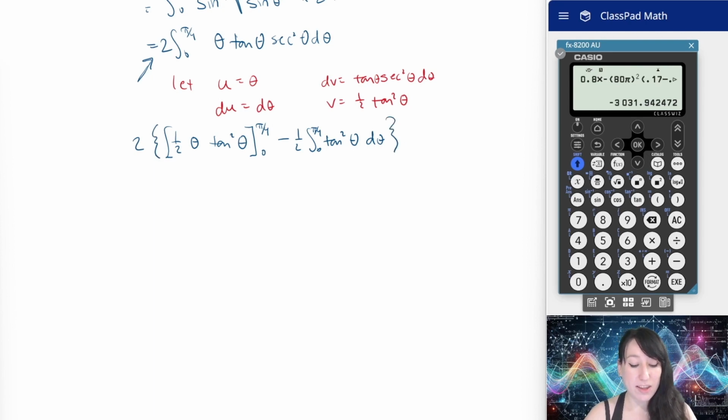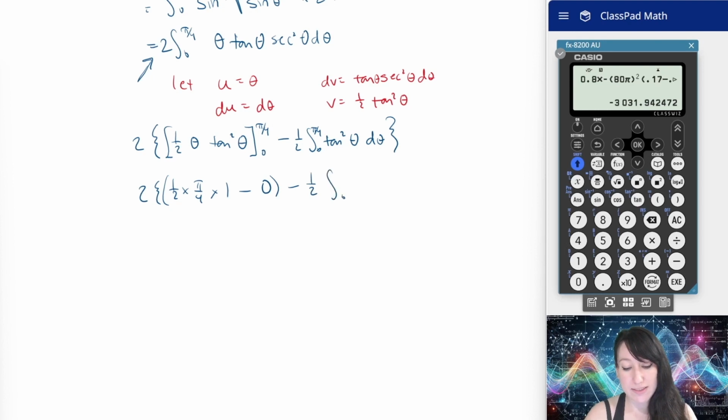Okay, let's evaluate that first part, and then to integrate tan squared, we're going to write that as secant squared minus 1. So we're going to get 2 times 1/2 times pi over 4 times tan of pi over 4 squared, and tan of pi over 4 is 1, and 1 squared is 1. And then when we plug in 0, it's just going to be 0.